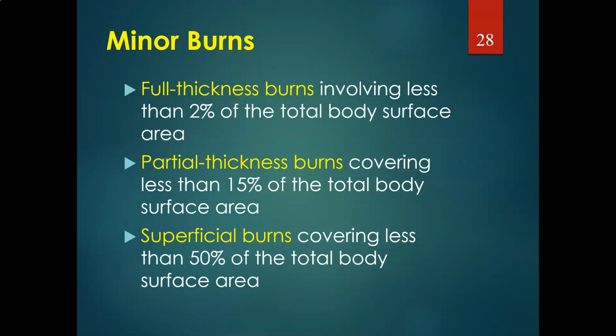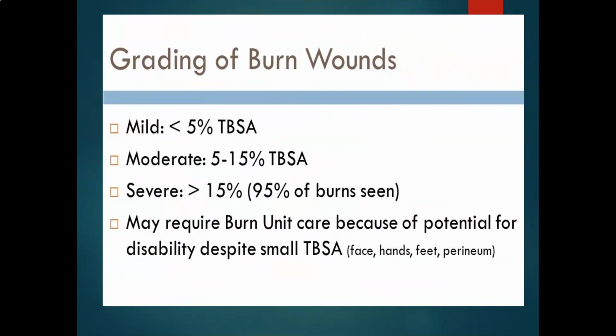Okay, remember in the previous one, moderate, right? It's 10 to 15. Okay, so in partial thickness burns, less than 15%, that is your minor burns, and superficial burns, that is covering less than 50% of total body surface area, that is your 50%. Okay? Next, so this is how we grade our burns, just a recap.